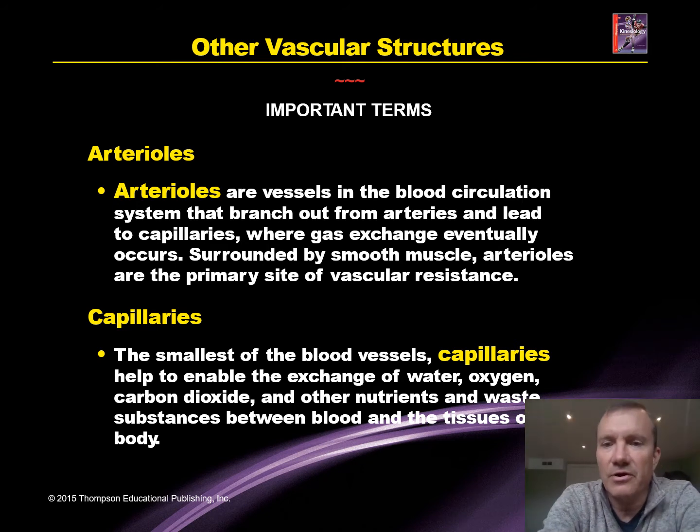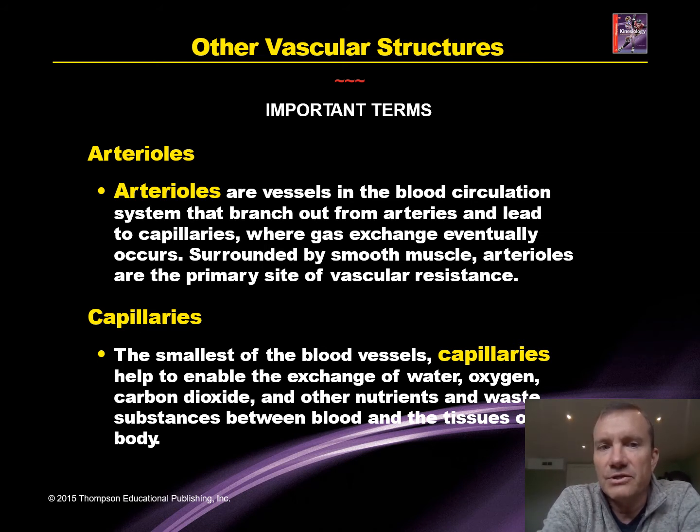They branch out of your heart. They deliver blood away from your heart. And as those arteries continue away from the heart, they are subdivided into branches. Those branches are called arterioles. So the blood is still traveling away from the heart. Arterioles are vessels in the blood circulation system that branch out from the arteries and lead to capillaries, where gas exchange eventually occurs. Surrounded by smooth muscle, arterioles are the primary site of vascular resistance.